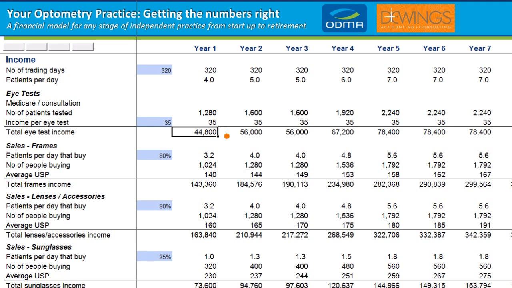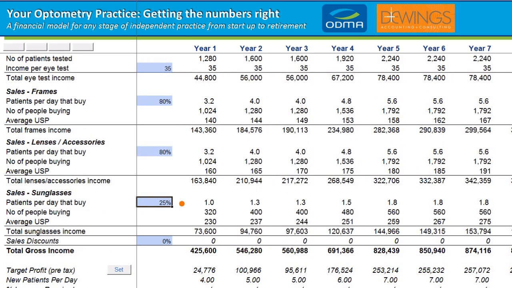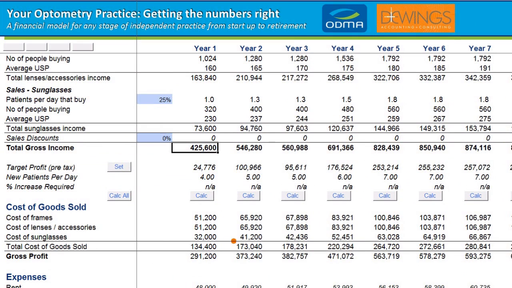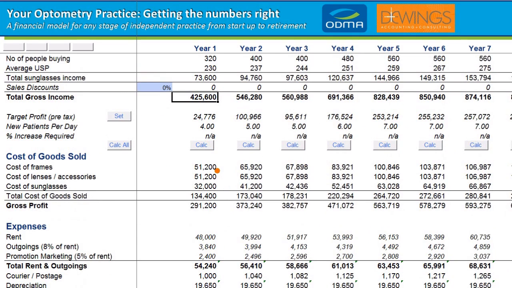a year from eye tests, which isn't a lot. So of course what you're going to need to do is to supplement that with sales of frames and lenses, and we've done that here by way of a conversion factor. So what this optometrist felt that he could do was that he reckoned he could convert around about 80% of his total consultations into sales of frames and lenses, and he also felt that he could convert around about 25% of those into sales of sunglasses as well. And so the effect of all of that is that we end up with a total gross income of $425,600. Below that, we factor in your cost of goods sold, which is really the cost of the stock that you're selling.